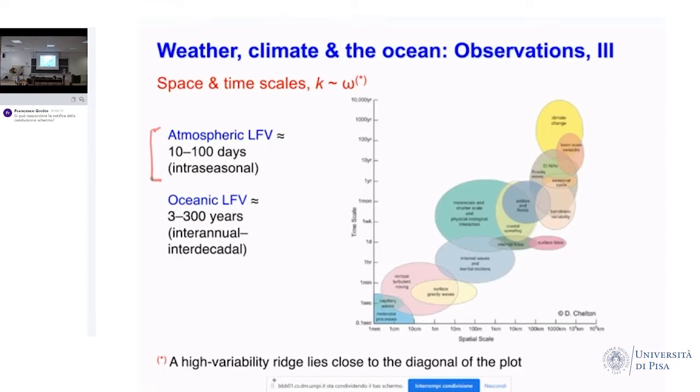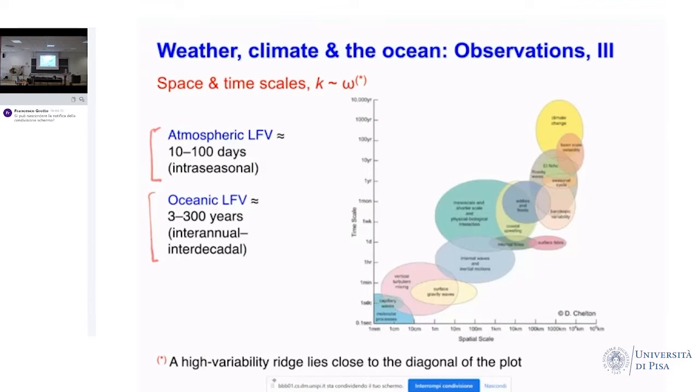On the other hand, in the ocean, this is essentially from 3 to 300 years, interannual to decadal. And again, essentially, this diagram is originally due to Chelton.